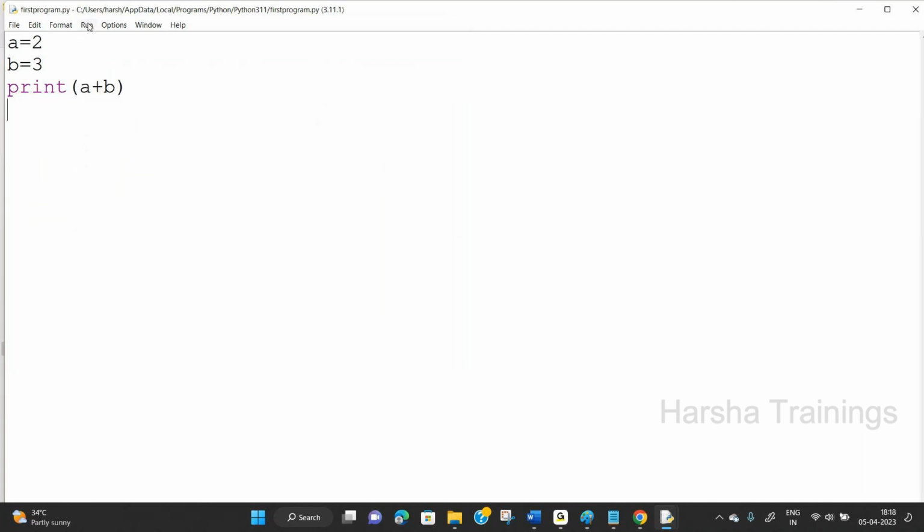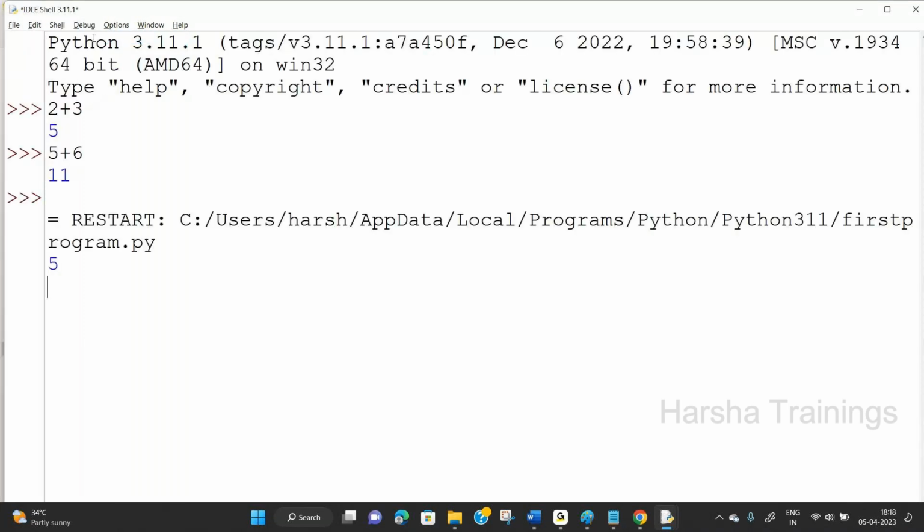Click on Run. Next step is click on Run, Run Module. What is the term module? In the last session I used one word. Many predefined modules are available. Module means simply a program, simply a Python file, a script file which consists of a lot of information. Whenever you click on this one, you automatically move to the interactive mode. In the interactive mode I got the output: 2 plus 3, that is 5.